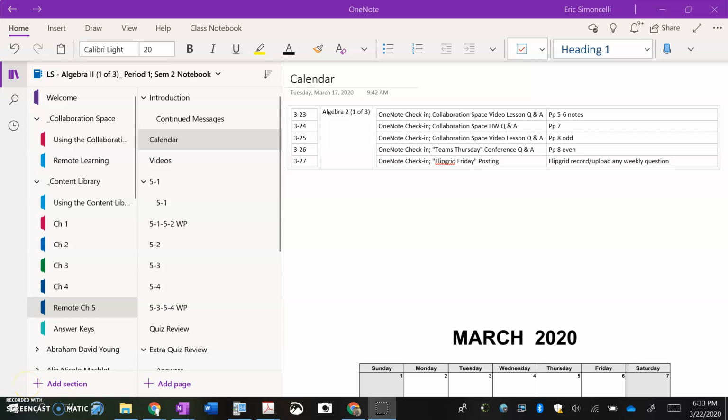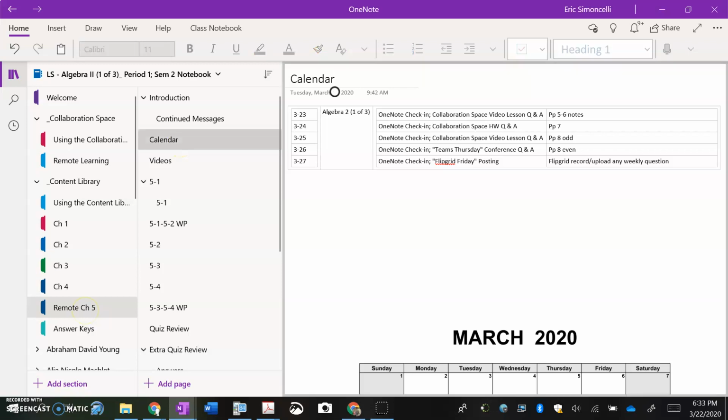Algebra 2, one of 3 students. Today we're going to start off taking a look at our calendar and then project out what the week is going to look like. So I'm in the Remote Chapter 5 section, in the Calendar page.